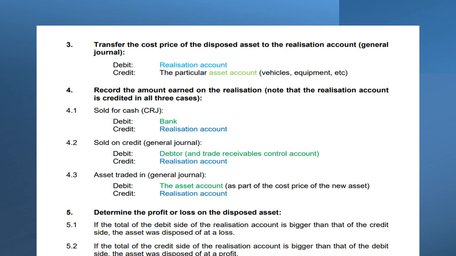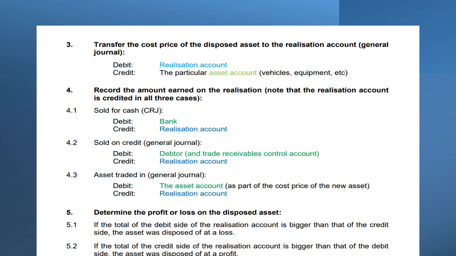To the realization account, because I've explained earlier that the realization account is a temporary account. We're also going to use it to calculate the profit. So it means that everything we're going to be doing with this asset will be dealt with under the realization account. So here, if you sold that asset for cash, you are debiting the bank, you are crediting what? The realization account. You cannot credit the asset account because the asset account has already been transferred to the asset realization account.